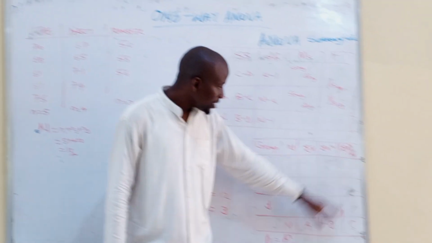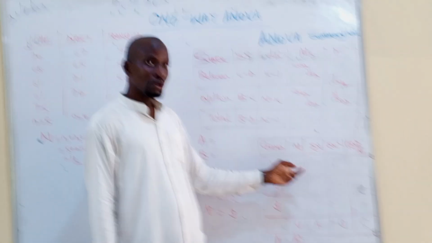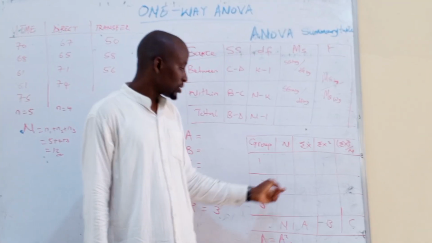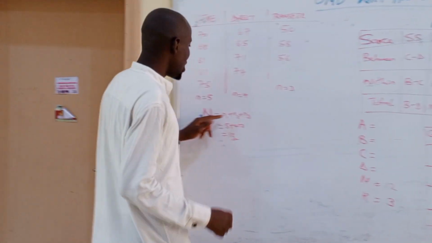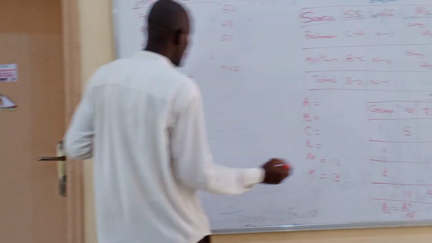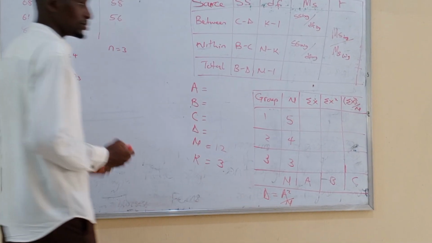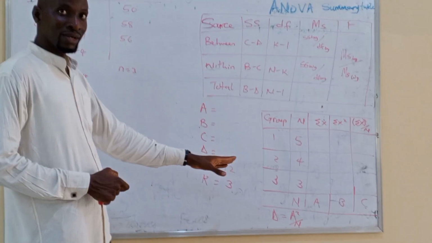If you look at what we have here, this table is saying group 1, and what is the number? Group 2, what is the number? So from what we have here, our group 1 n is what? 5. Our group 2 n is what? 4. Our group 3 n is what? 3. I think we are filling the table already.